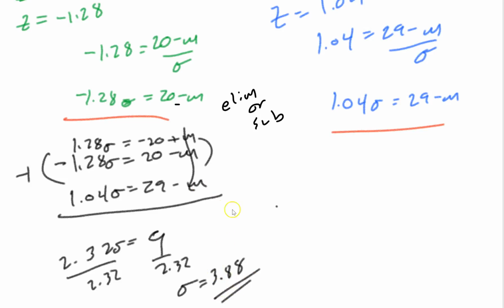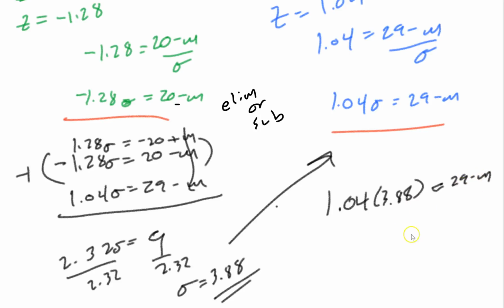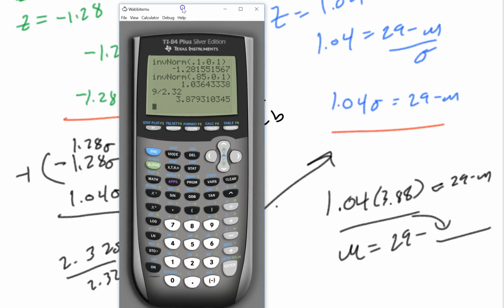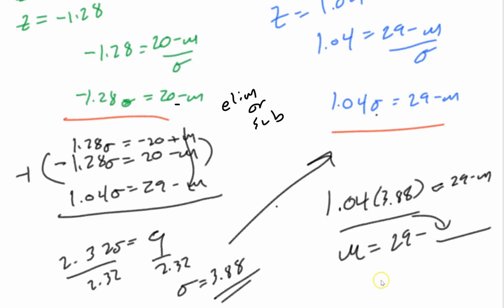Right, and then once you got one, just go back, plug into any one you want. That's the clearest one to see. Do some math, you're gonna get mu equals 29 minus that monstrosity. Let's put in my calculator real quick so I could see it. 29 minus 1.04 times 3.88. And I get 24.25 essentially.